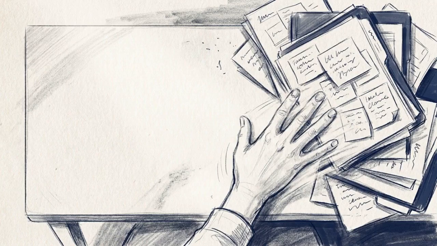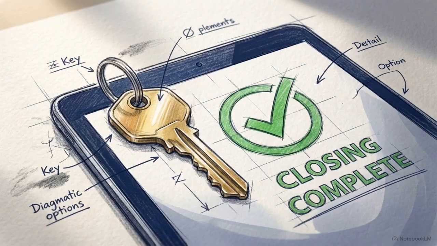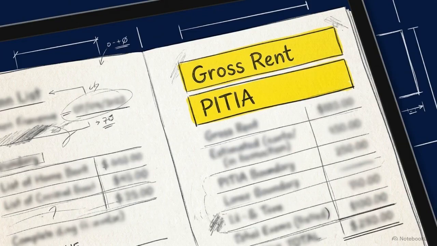You do not need to provide a single personal income document. By completely removing personal income verification from the equation, you eliminate the biggest delays in the system, making the closing process incredibly fast and hassle-free. Look at this checklist. You only need two specific numbers for the property: the gross rent and the monthly debt service, also known as PITIA.